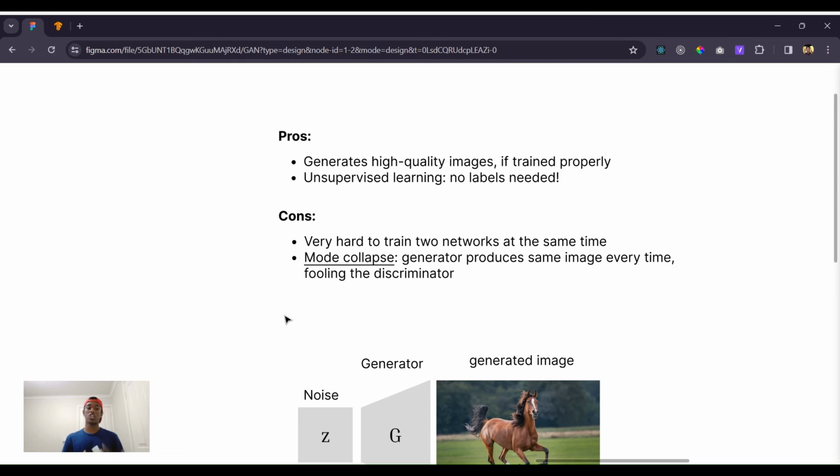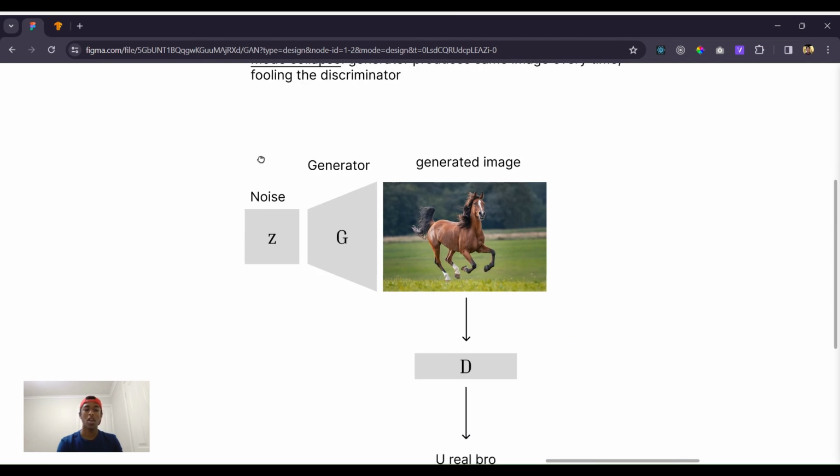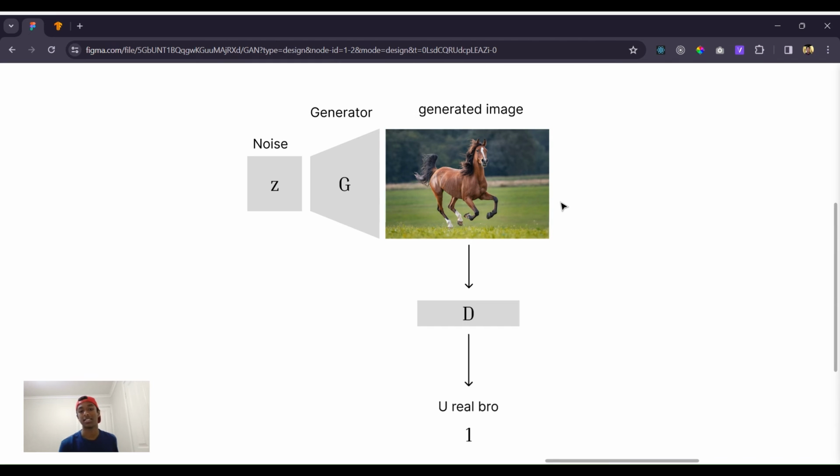Another really challenging and significant problem is called mode collapse. Mode collapse is when the generator produces the same image every time, and it's still able to fool the discriminator. So if we had a generator that just outputted this image of a horse every time, regardless of the noise that's coming in, it just generates this image all the time. This is actually enough to fool the discriminator because this is a believable image of a horse, and when we give it to the discriminator, it thinks this is real.